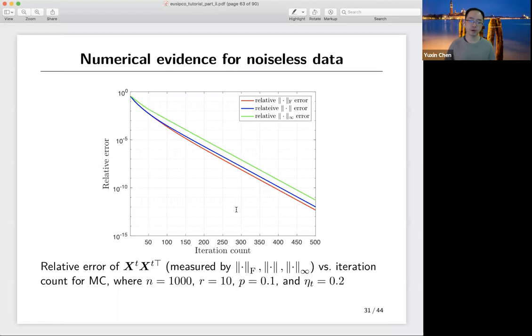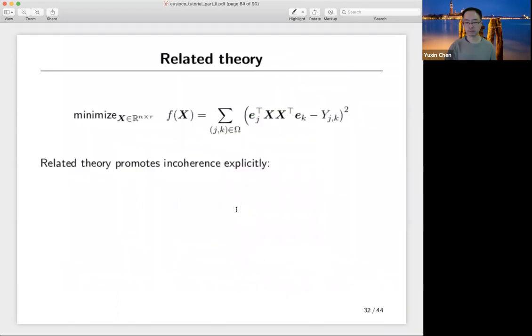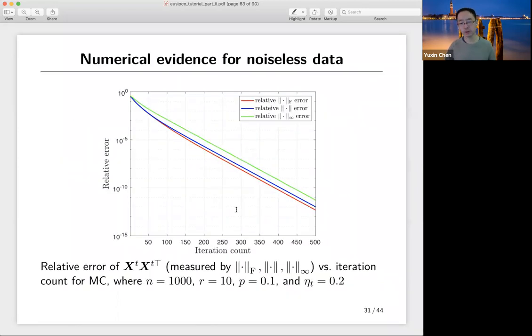For example, in this plot, I'm plotting the numerical error of my algorithm against the iteration count, and I'm plotting the error measured in different metrics: Frobenius norm, infinity norm, spectral norm. You can see that indeed, for all of these norms, the estimation error converges geometrically fast. And all this is achieved when the step size is taken to be a constant equal to 0.2.